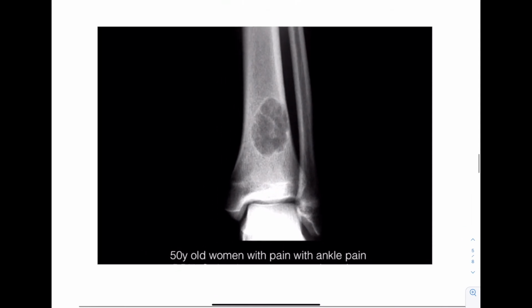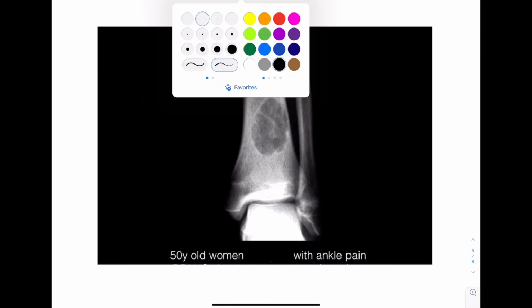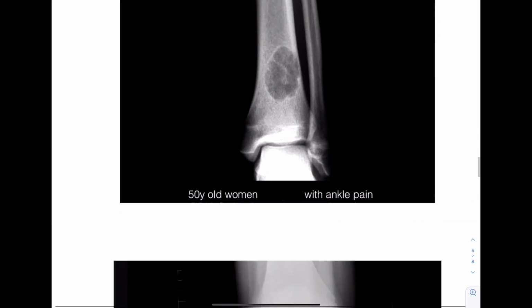Okay, 50-year-old woman with ankle pain. I don't know, I didn't write this. So we have pain. Let's do our thing. GOMAC, FD, GCT, OB, PBOM, ABC, CB.